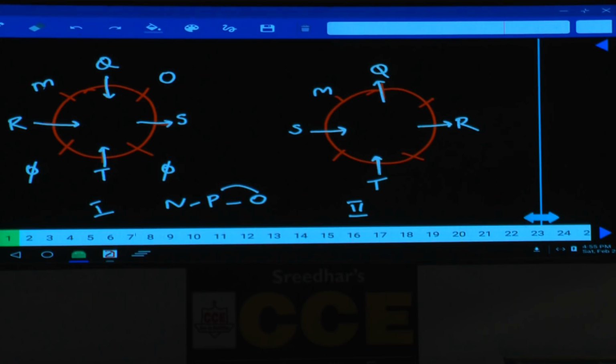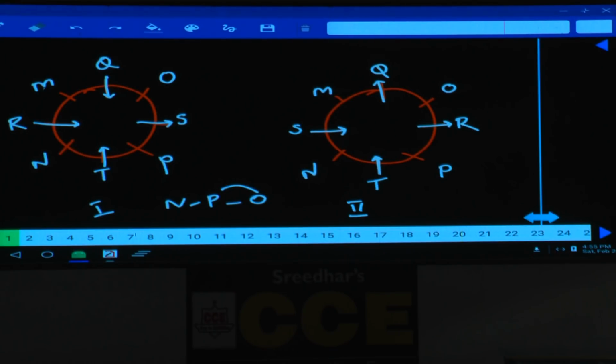If O is here, then P must be here. If P is here, N will be here. Done with this? Now in the other case also, with M at this place, O cannot be adjacent to T, hence O is at this place. If O is here, P is here, and N is here. This is how these 8 persons were seated.